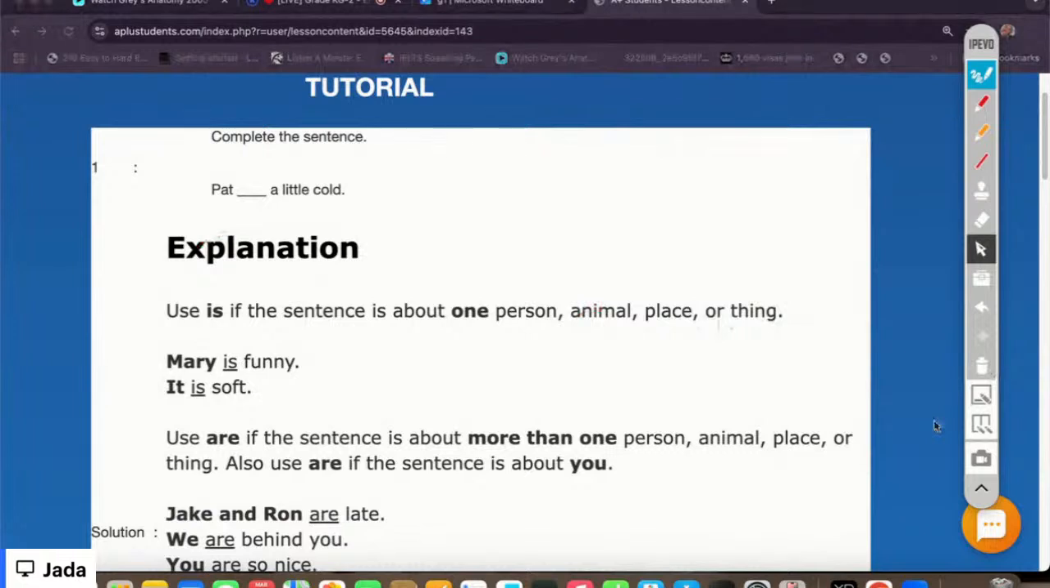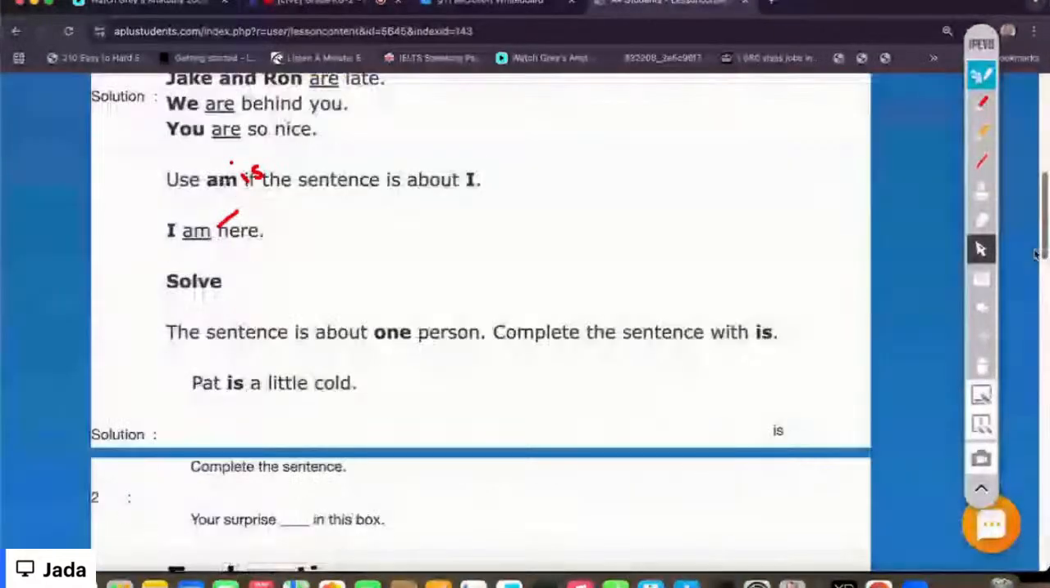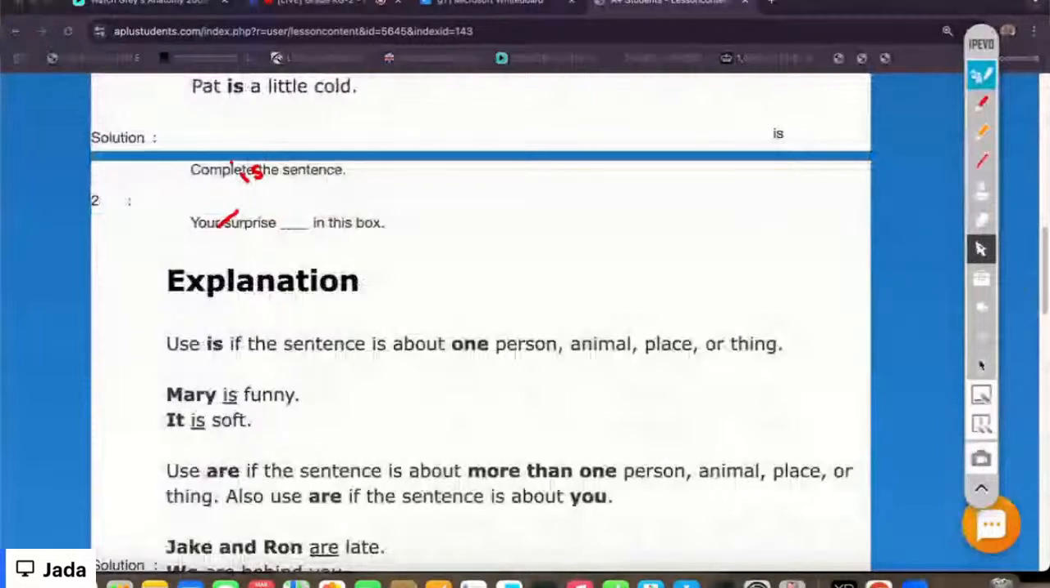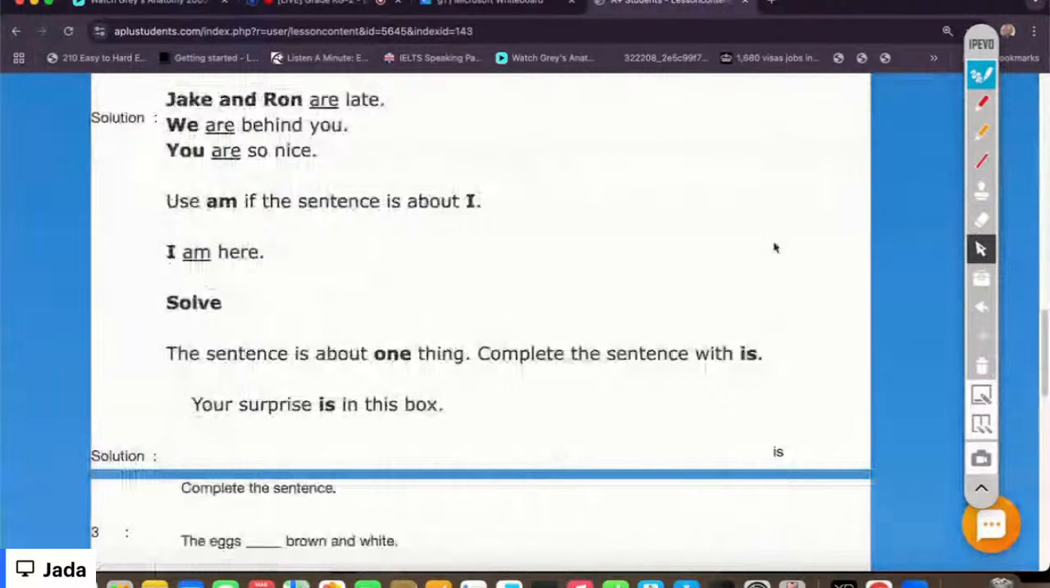Alright, to complete the sentence, Pat dash a little cold. Now you can see that Pat is just one person, so you would say Pat is a little cold. Alright, so we have your surprise dash in this box. So what would you have? Your surprise is also talking about one thing. So your surprise is in this box.